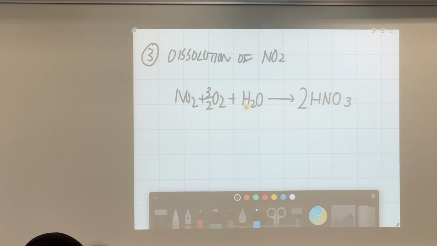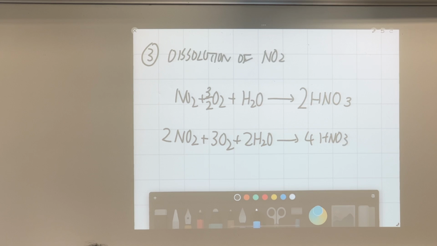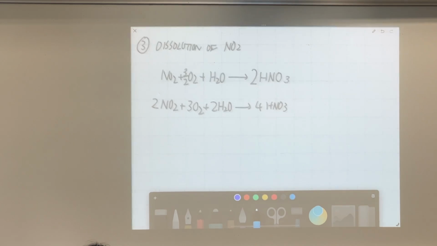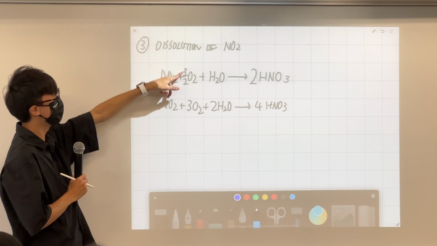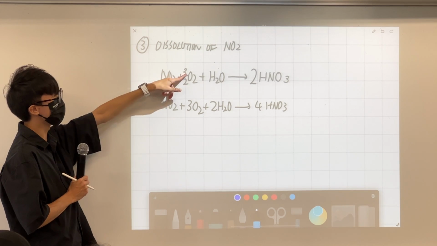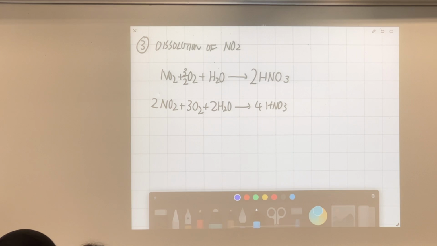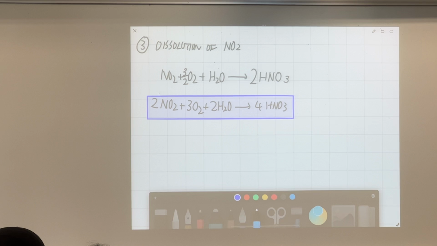But then of course you will think, wait a second, we are not allowed to use a fraction, right? So we can just multiply everything by 2. Therefore, the final equation is 2NO2 plus 3O2 plus 2H2O becomes 4HNO3. I'm telling you this because I don't want you to always just memorize the equation. If you can balance it, just balance it. You can write down a fractional ratio at the beginning and later change it back to whole numbers. There's nothing wrong in doing this. I hate memorizing equations, so I always work them out from scratch like this.